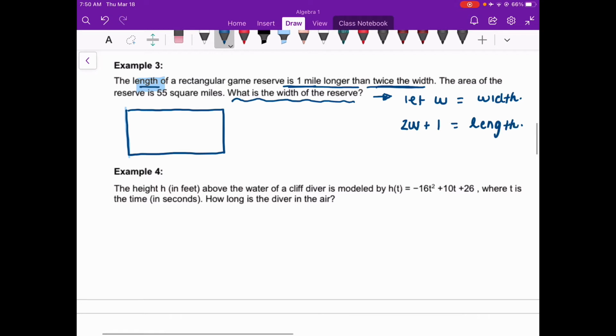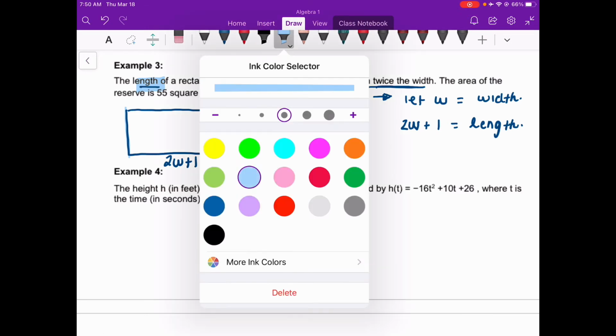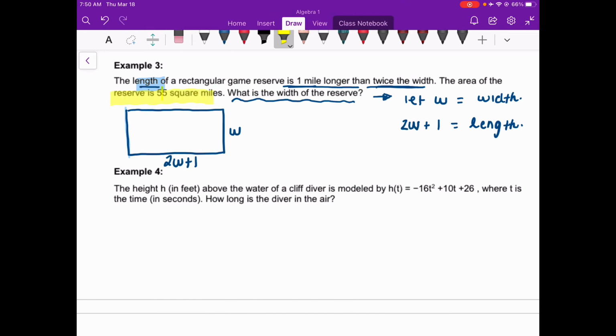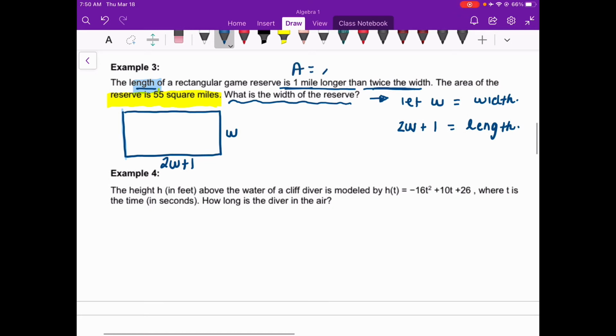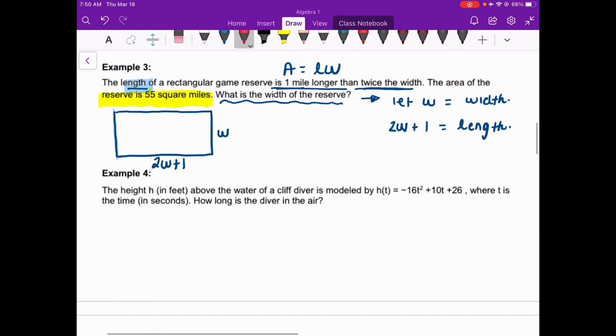So now we can label our rectangle and use the information about area. It's 55 square miles. So if we know that area, again, is length times width, we can set up an equation, width times 2w plus 1, length times width.